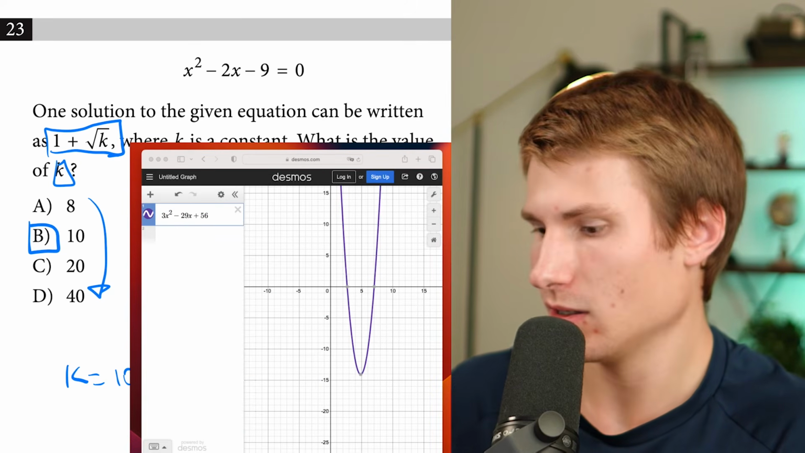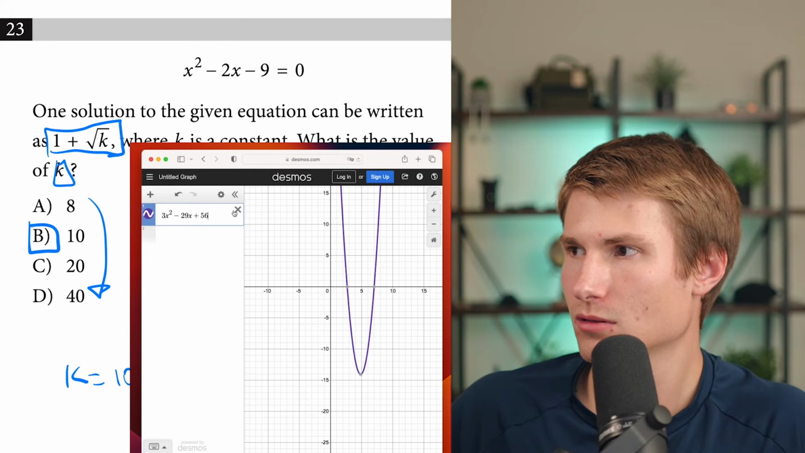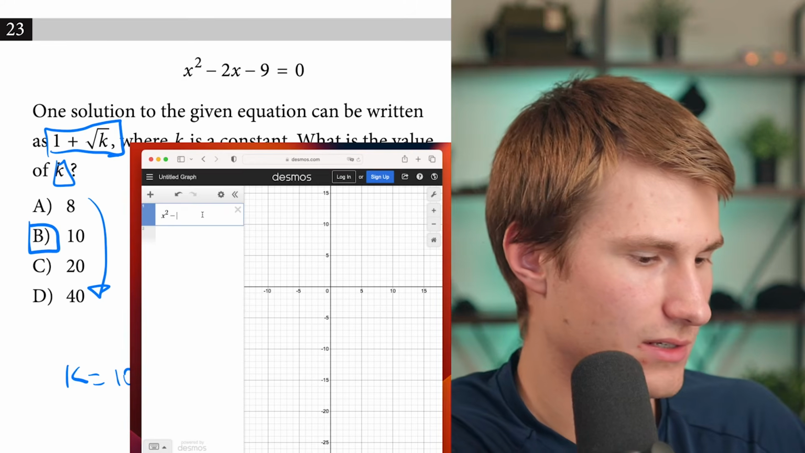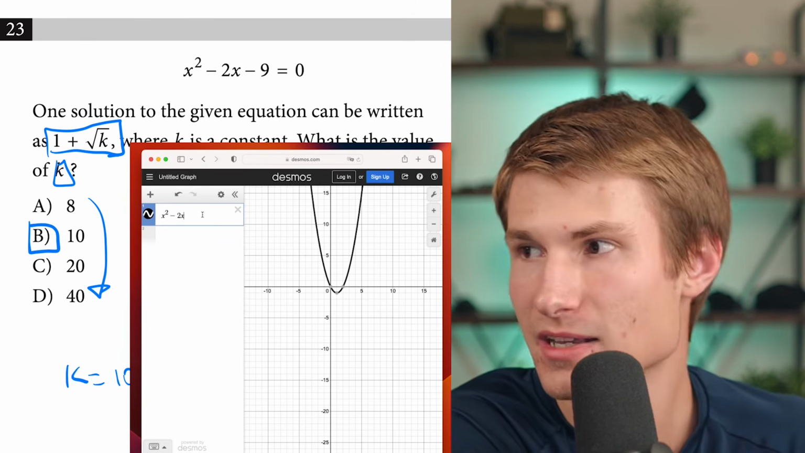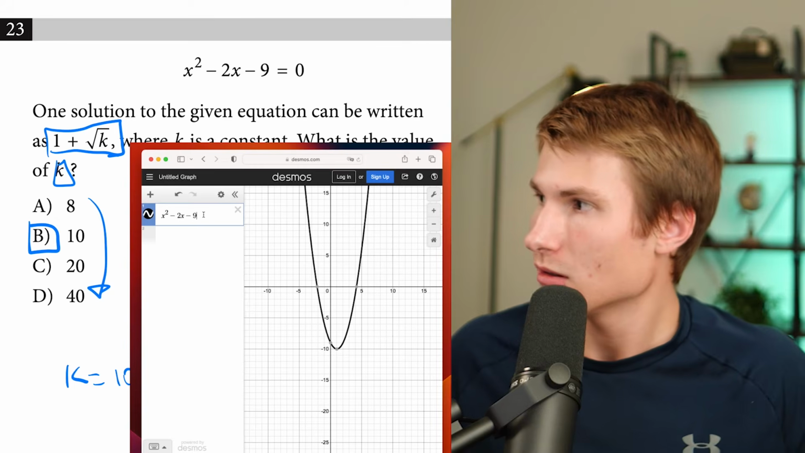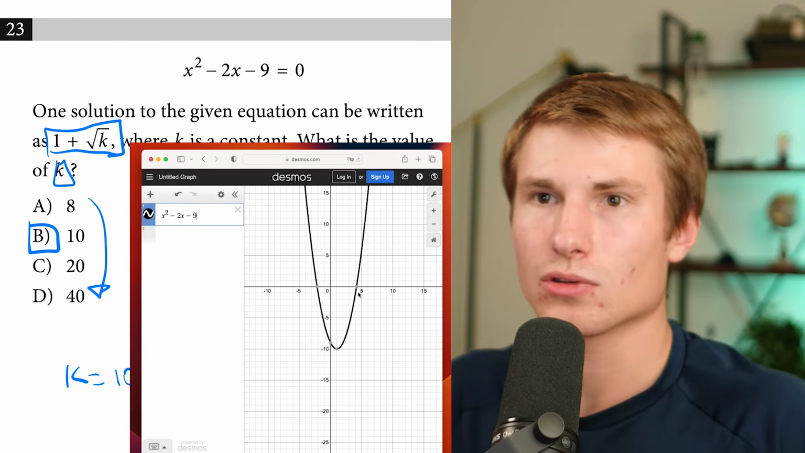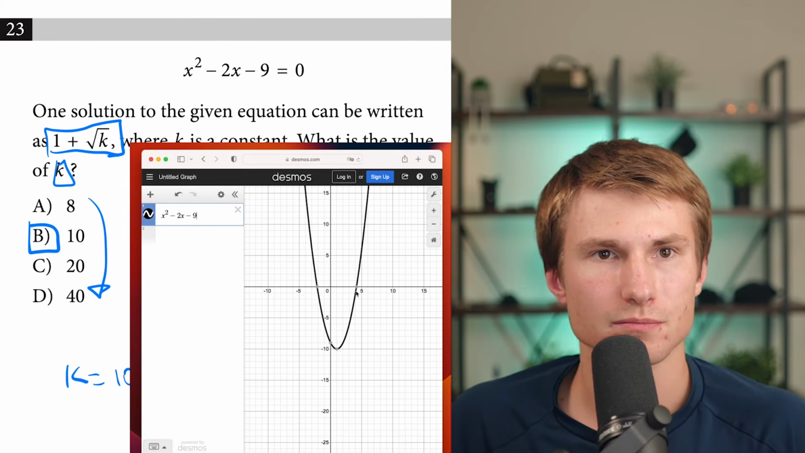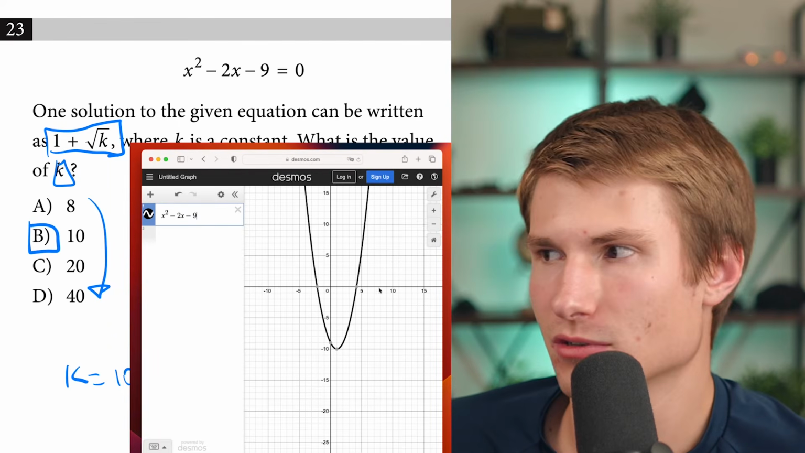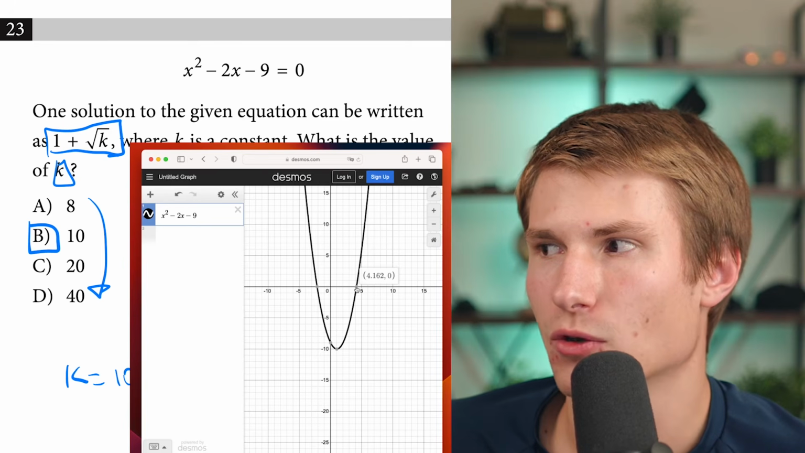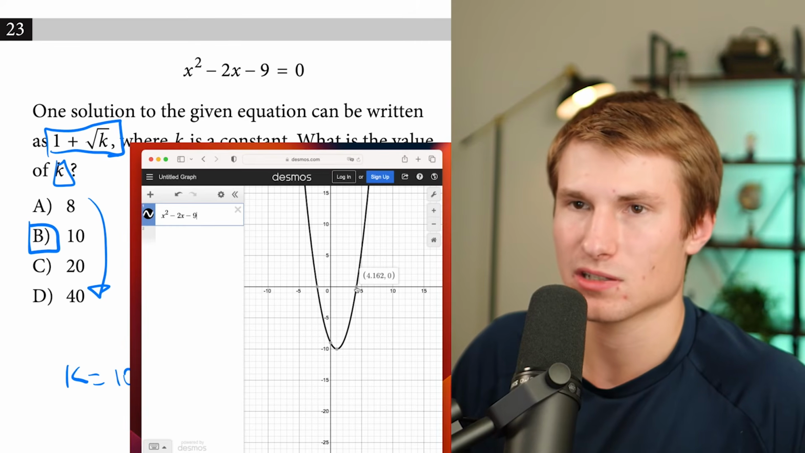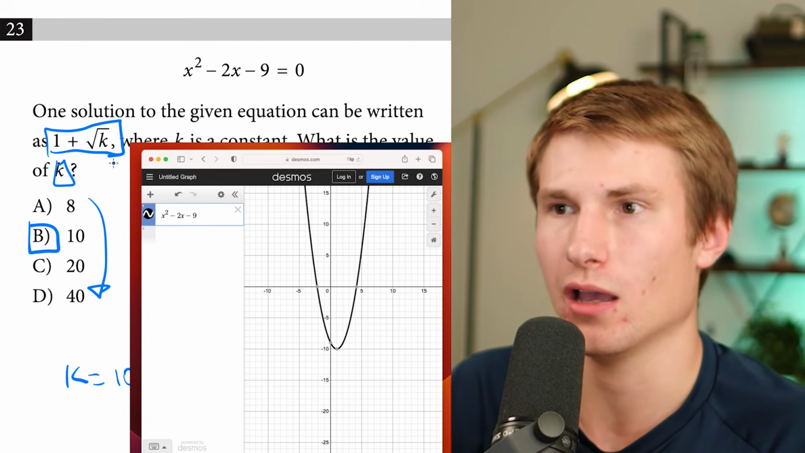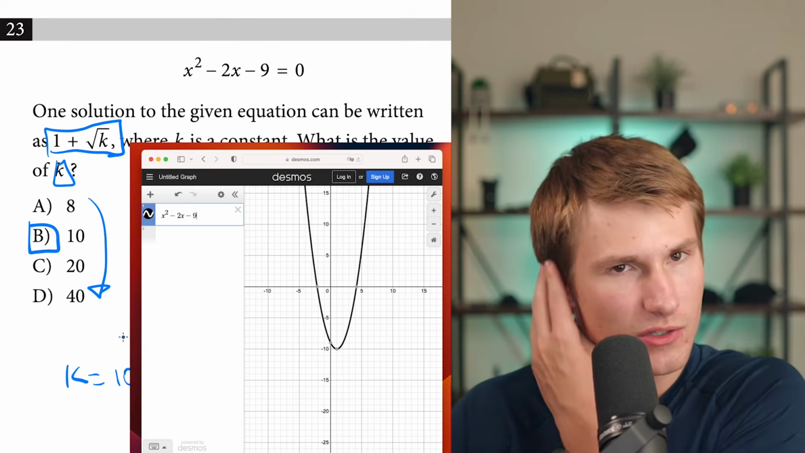So let's go ahead and put in our equation. Okay, so we've got x squared minus 2x and then minus 9. Now we're told 1 plus root k is one of the solutions. What's the value of k? So we know this is going to have to be our positive solution, because it's 1 plus root k. So I'd take 4.162 and subtract 1, because it's 1 plus root k. So then I have 4.162 minus 1, that's 3.162.